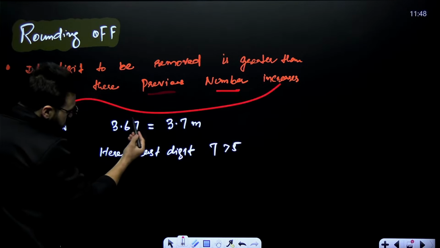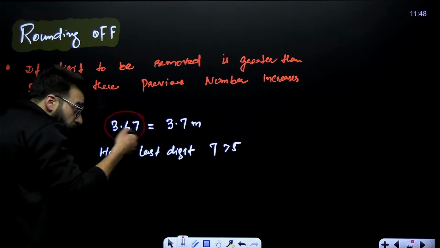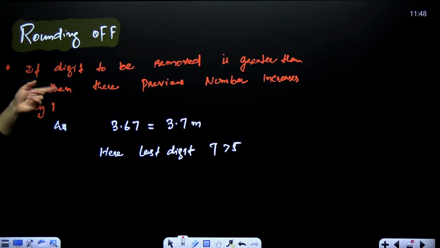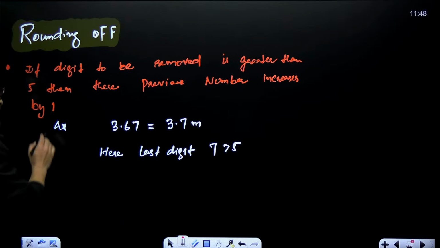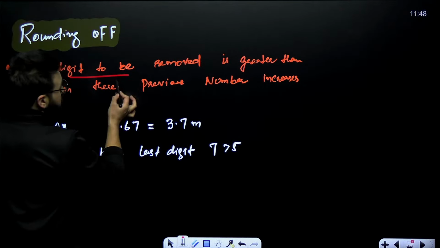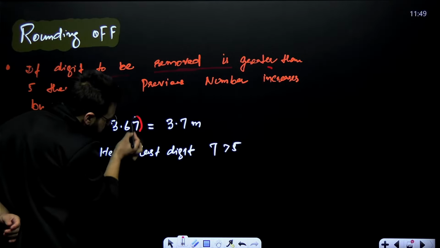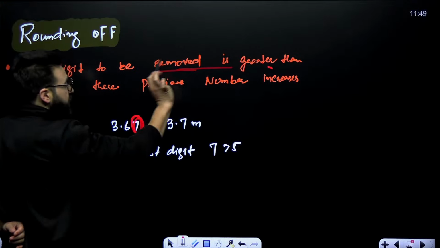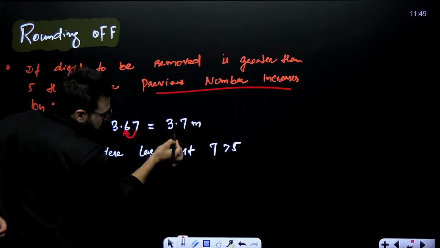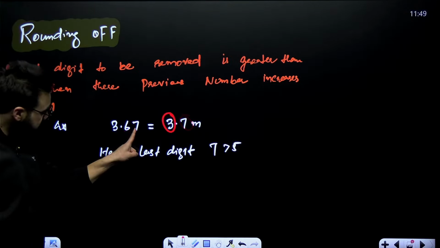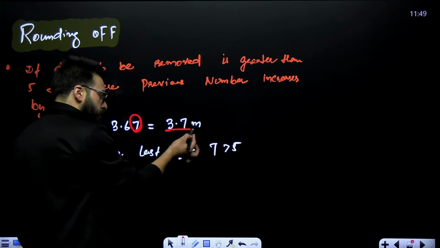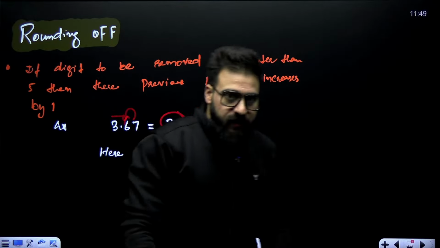Let's suppose you have 3.67. You want to round off this. In this particular case, you have to see if the digit to be removed is greater than 5. If you want to remove this digit and 7 is greater than 5, then the previous number increases by 1. What is before 7? That is 6. 6 will increase by 1. So it will become 3.7. So 6 plus 1 is 7. So 3.7 meters. This is what we call the rounding off.